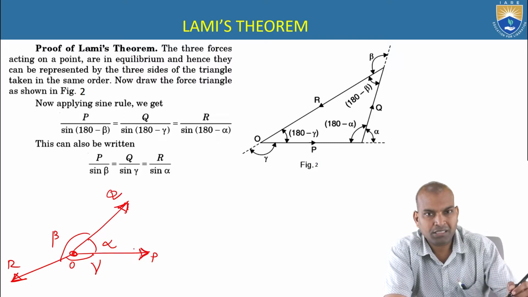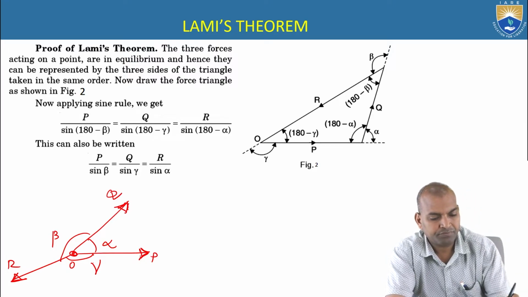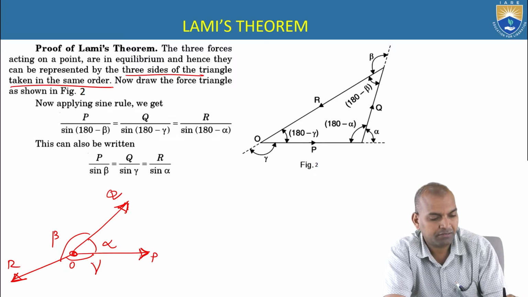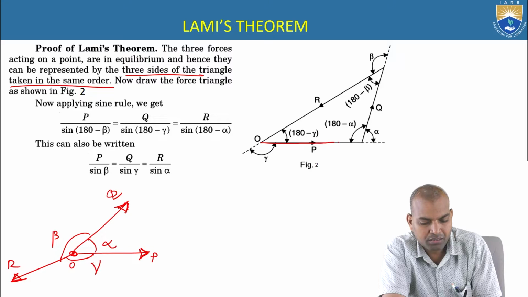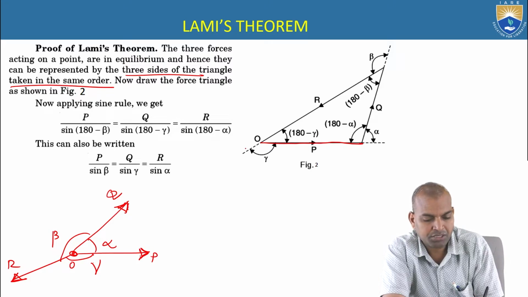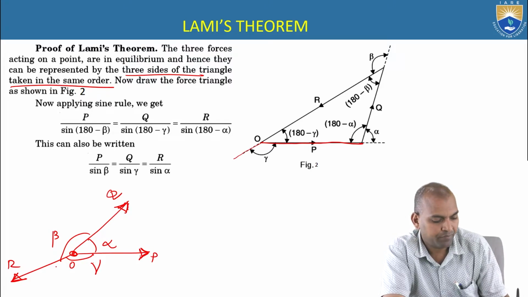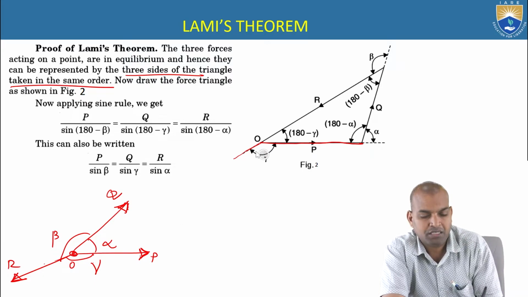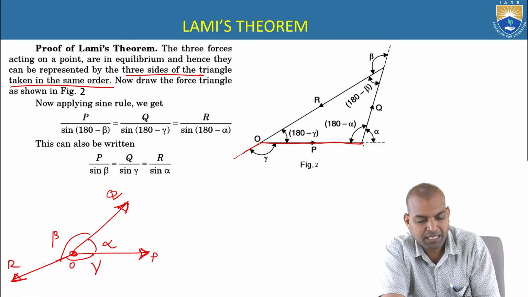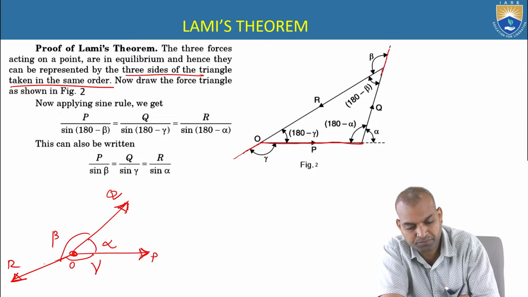Now P, Q, R considered as a triangle. The three sides of a triangle taken in the same order. This is the P, and next P is making with the line how much it is parallel, that is gamma. Next P is making the line gamma, then it is extended, P with extension, then that is the Q is the force.